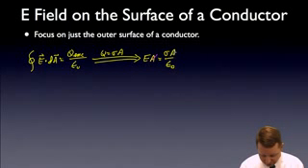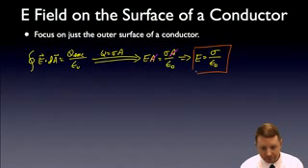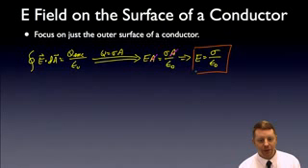Oh, look, we can make a ratio of 1 with our A's, divide both sides by A, and state that the electric field is sigma over epsilon 0. Should make sense. You have the largest electric field where you have the highest surface charge density.